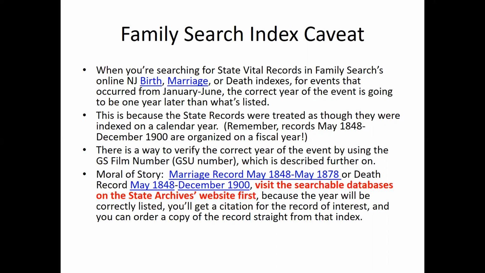So when they index the state vital records that are organized on the fiscal year, and remember, a fiscal year runs from July of one year to June of the next year, they only use the first year in the fiscal year. So if you have an event from January to June on Family Search, it's going to be backdated to a year earlier than it actually occurred, which is why it's so important for you to go and use the available indexes on the archives website first to make sure that you have the correct year.